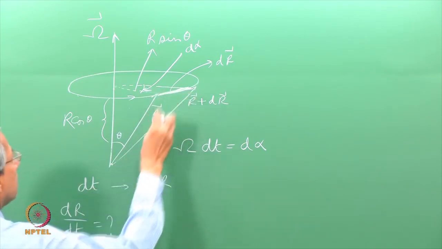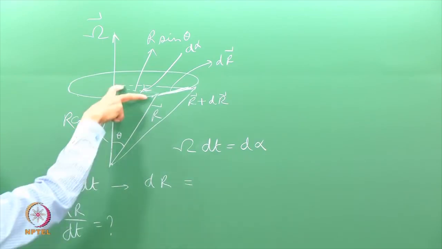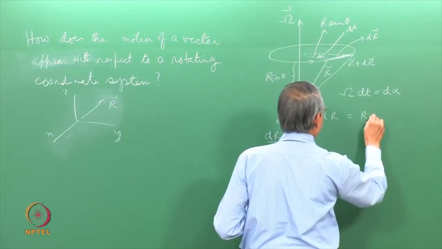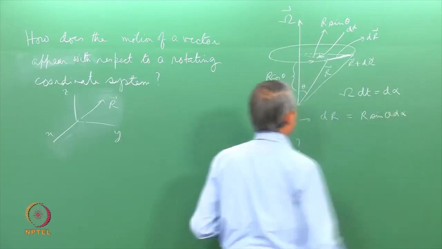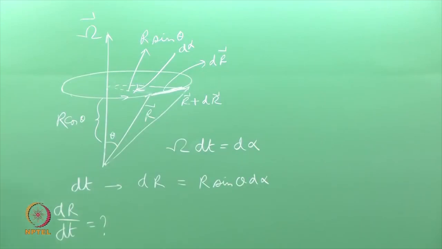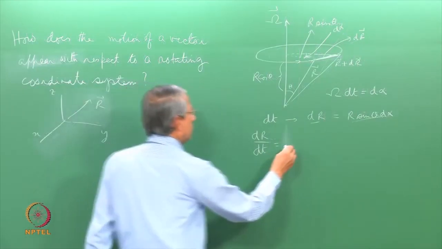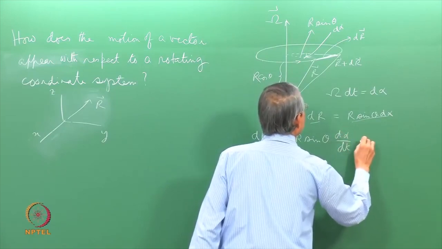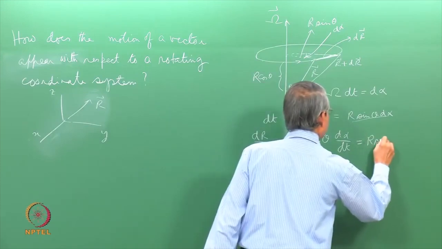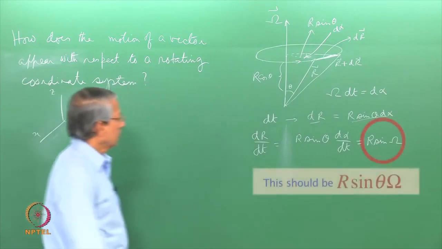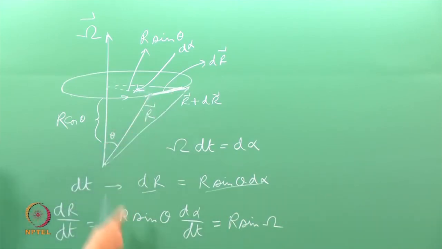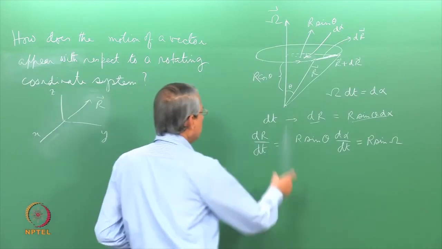So, this will be given by, this is the radius and this is the angle. So, this will be given by r sin theta d alpha. So, this is therefore equal to dr by dt is r sin theta d alpha by dt, which is equal to r sin theta omega. That is straightforward. So, this rate of change of this is equal to r sin theta times the angular velocity. So, this gives the magnitude of this.